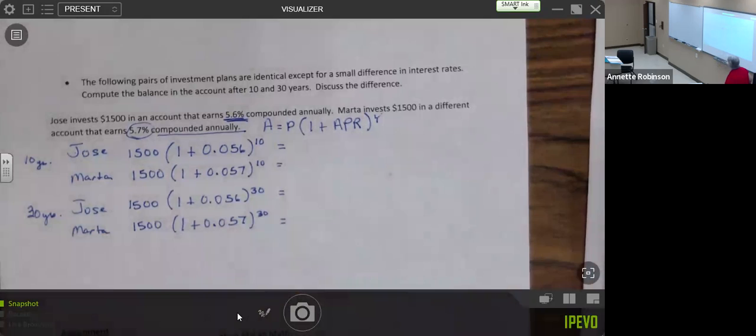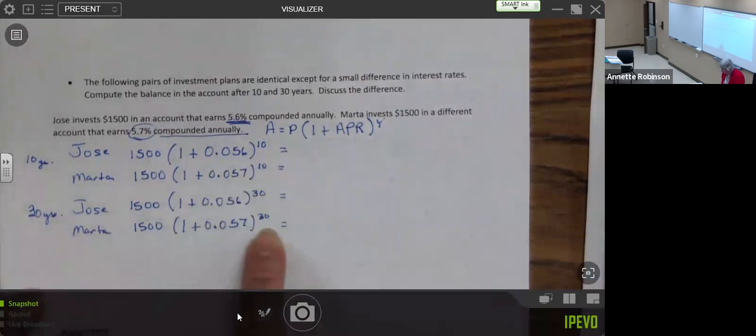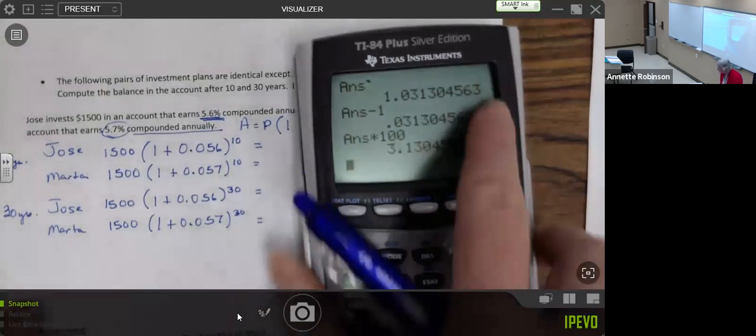Now, I'm going to be honest. I'm going to put Jose's first one in. I'm going to get an answer. Then I'm going to hit second and enter, and I'm just going to go over and change the 6 to a 7 and hit enter. Hit second and enter, and I'm going to go down here and change the 10 to a 30 for Marta. Second and enter, and I'll go in and change it for his 6 for Jose. Fewer keystrokes.